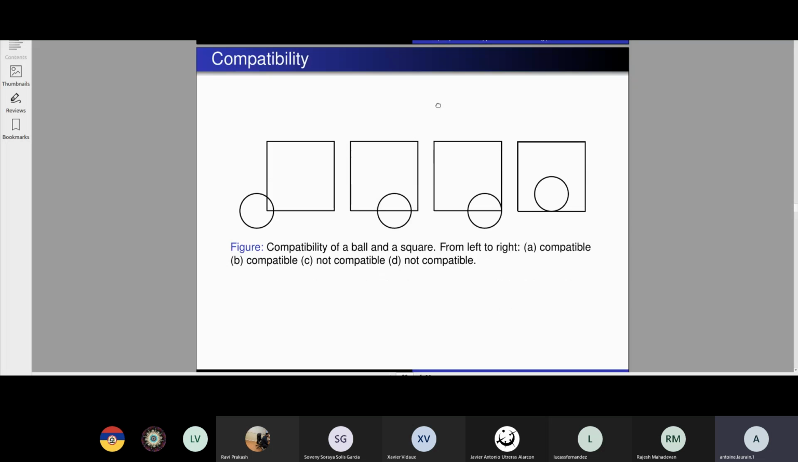So for compatibility, if you have a square and a disk, in the first case A and case B, the square and the disk are compatible. It's not compatible, for instance, when the disk is tangent to the shape or it touches an irregular point. There's a precise description, but you can summarize it like this: the two shapes cannot be tangent, or they cannot intersect at irregular points, okay?